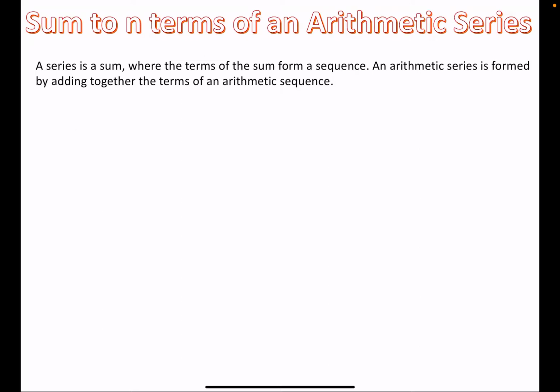Okay, so continuing a little bit with arithmetic series, we're going to look now at the sum to n terms of an arithmetic series. Just a definition of what a series actually is: a series is a sum where the terms of the sum form a sequence. An arithmetic series is formed by adding together the terms of an arithmetic sequence, obviously.